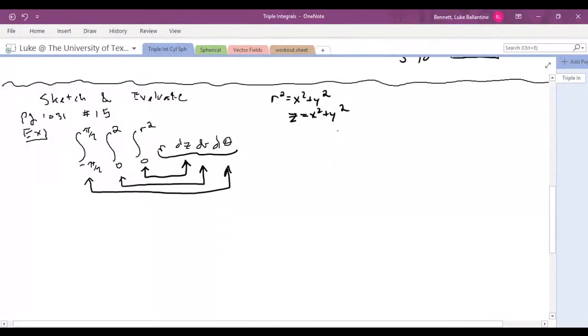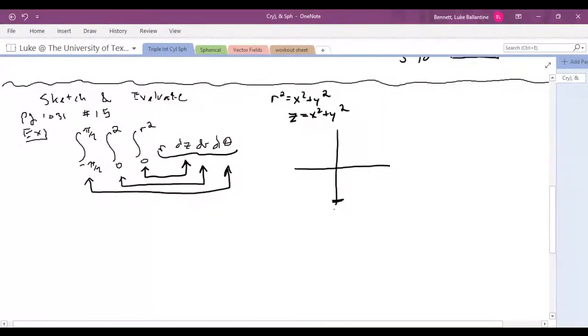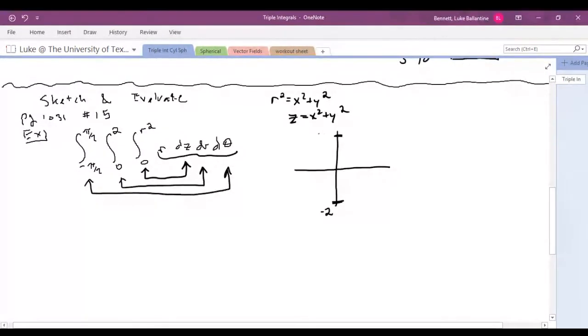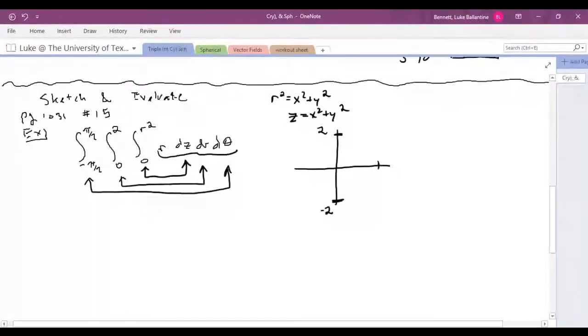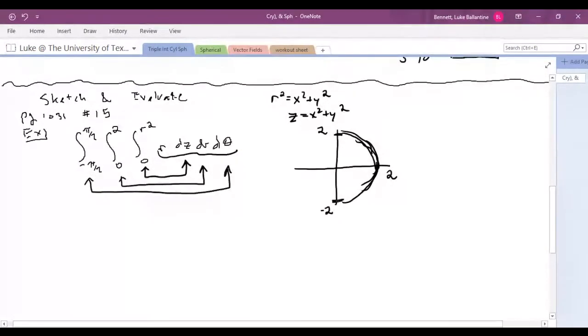So if we look at this on the xy plane, we have negative pi over 2 right here with radius 2, positive pi over 2 with radius 2, and angle 0, radius 2. So this is the portion of the xy plane we are integrating over.